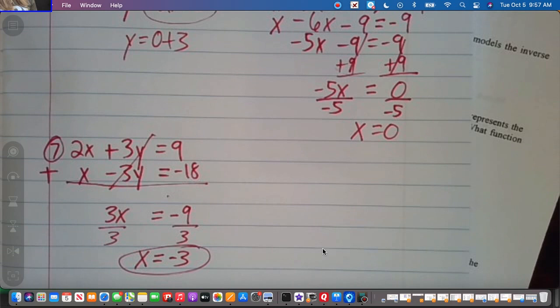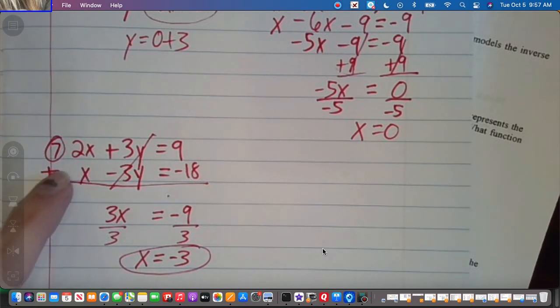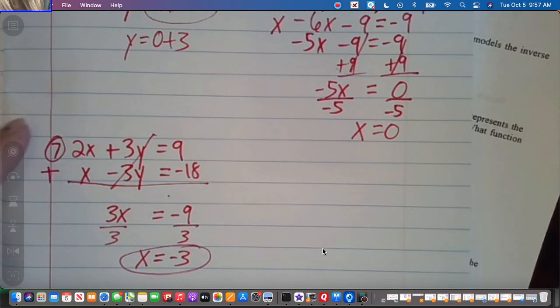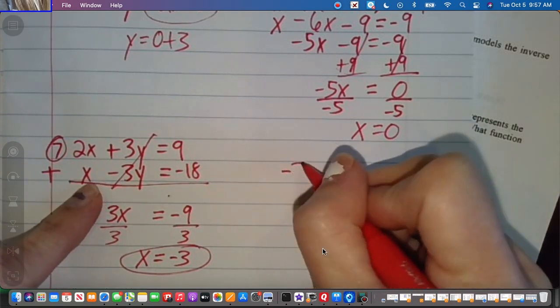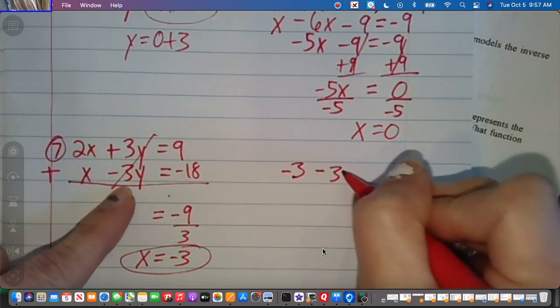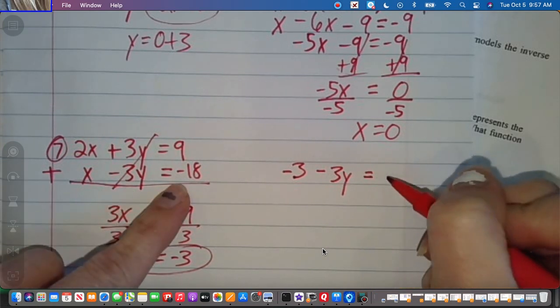Maybe you can already tell the answer. But if you couldn't, what would you have to do? Keep going. Plug it in. Do I need to do that? No, we got the answer. But I'm just going to go ahead and plug it into the bottom one. It doesn't matter which one. So I would say negative 3 minus 3y equals negative 18.